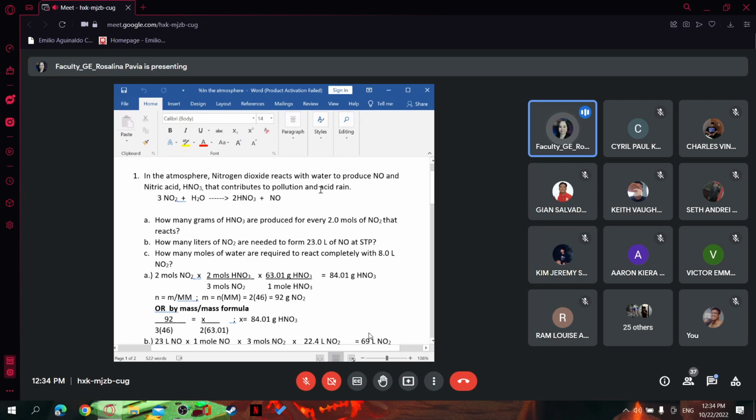That contributes to pollution and acid rain. So this is the equation. 3 moles of nitrogen dioxide plus 1 mole of water will give you 2 moles of nitric acid plus 1 mole of nitric oxide. How many grams of HNO3 are produced for every 2 moles of nitrogen dioxide that reacts? What relationship is this? Letter A.